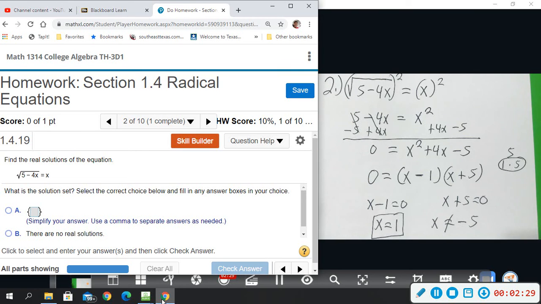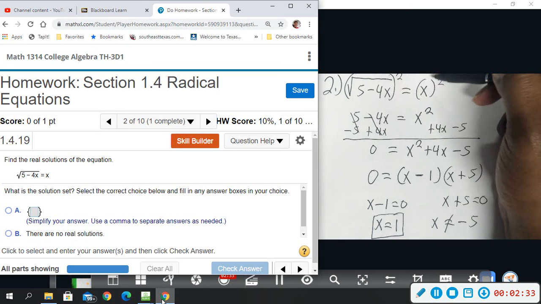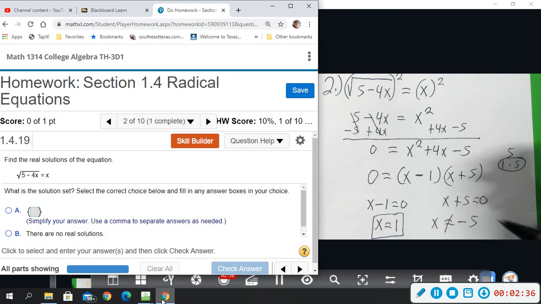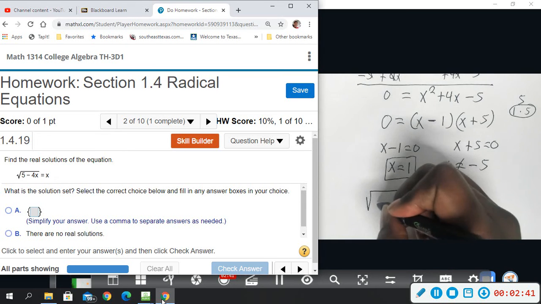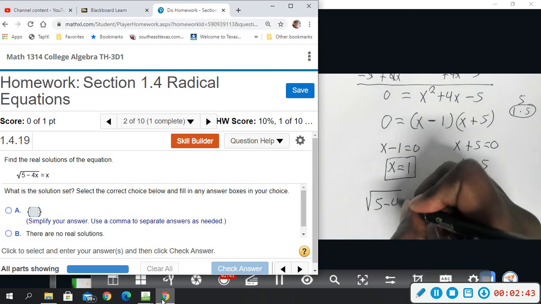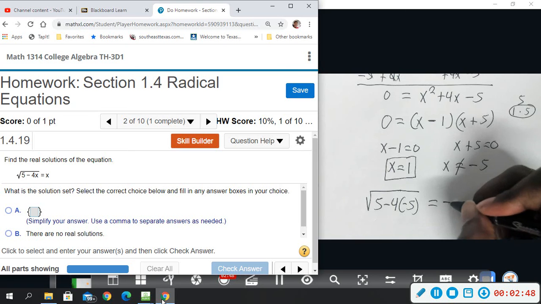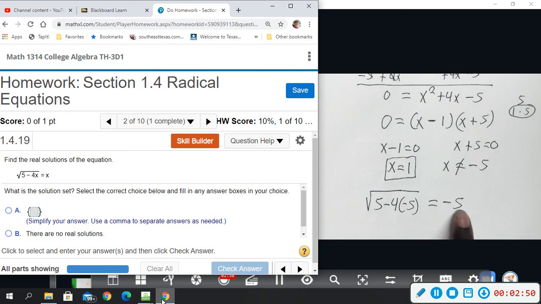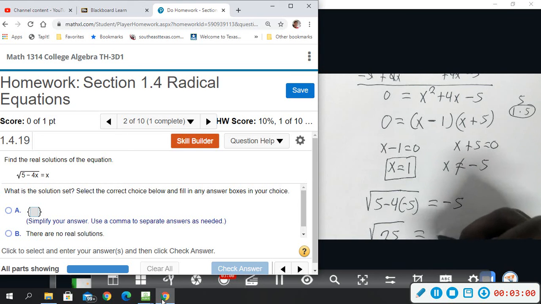And really they both work, but just because of the computer system input, it won't take square root equal to that negative answer. So just to drive that point home, square root of 5 minus 4 times negative 5 equals negative 5. So I'm just plugging the negative 5 in for those x's. And then negative times a negative gives you a positive, so you get square root of positive 25 equals negative 5. So the same thing we saw in problem 1.